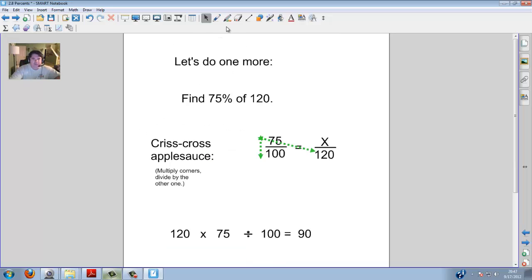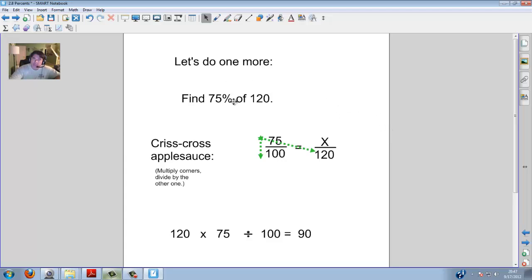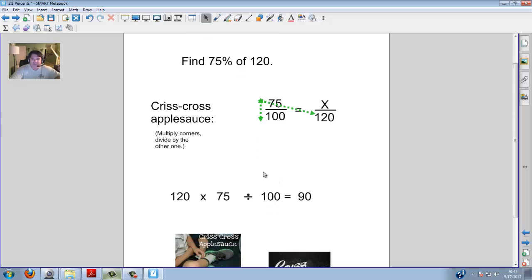Let's do one more. Now you can go ahead and pause for a second, give this a try. 75% of 120. So go ahead and pause and try. Alright, hopefully you had a chance to pause. Let's see what we have. 75% is 75 over 100, which you have here. Of 120, 120 goes in the bottom. Criss Cross Applesauce, so you go ahead and times 75 times 120 divided by 100. Looks like I have it here as 90. So 75 over 100 equals 90 over 120, which makes sense because they both equal 3/4.